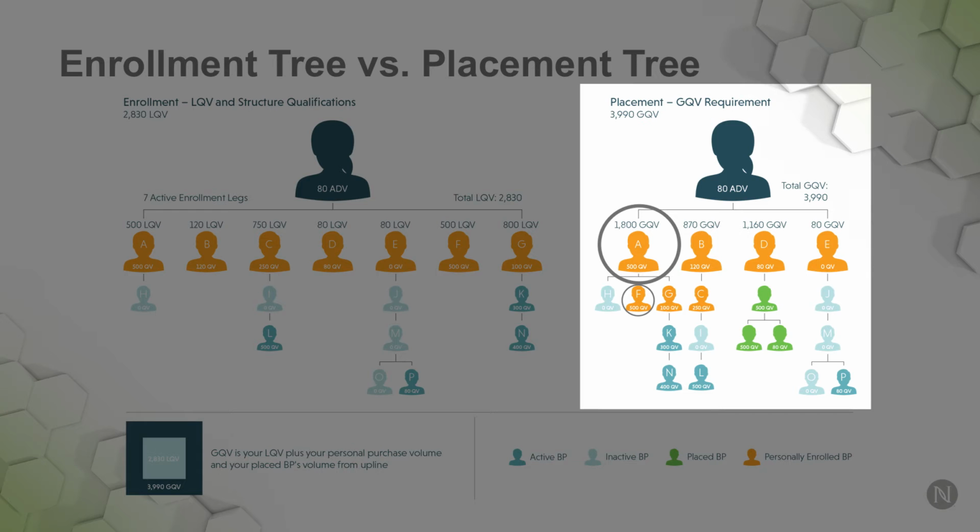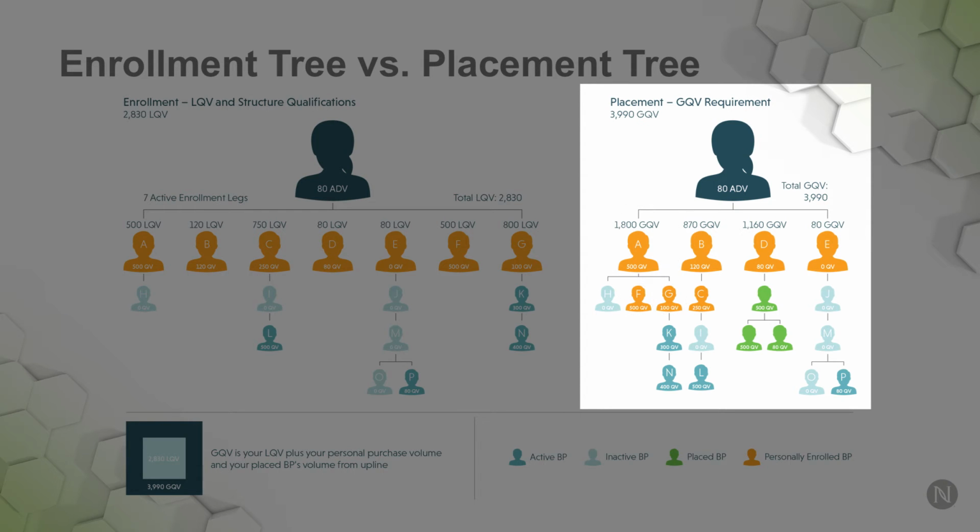There's reasons that you place people, and we'll talk about that in some of these videos. A is a personally enrolled person. Here's what's interesting. F and G are also personally enrolled, and I've decided to place them under A. So they're in my placement tree, they're 2 levels in depth, but in my enrollment tree, they're my first level brand partners because I personally enrolled them. I never lose personally enrolling them by placing them in depth.